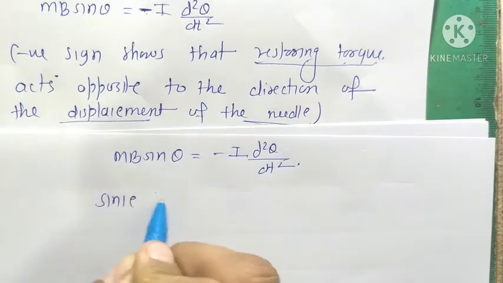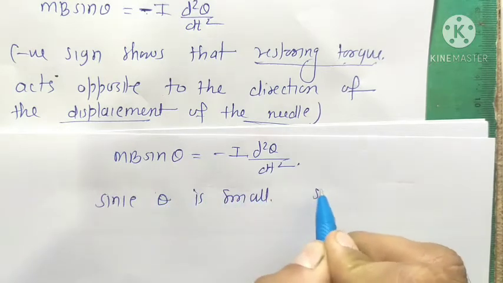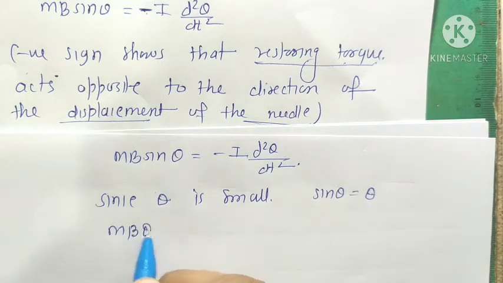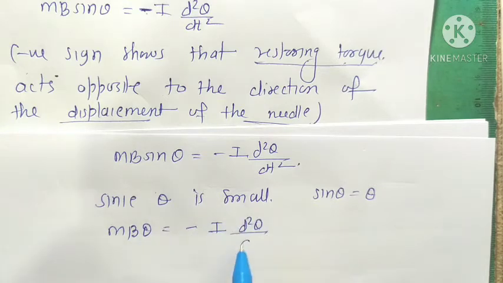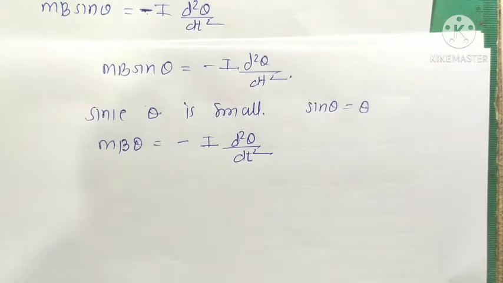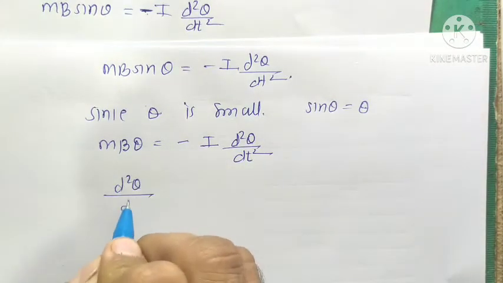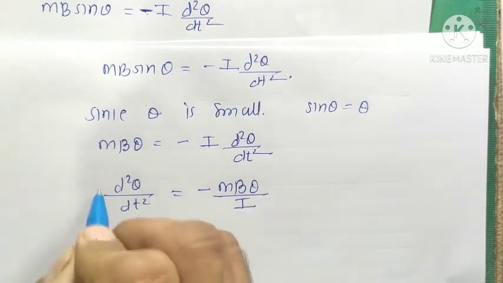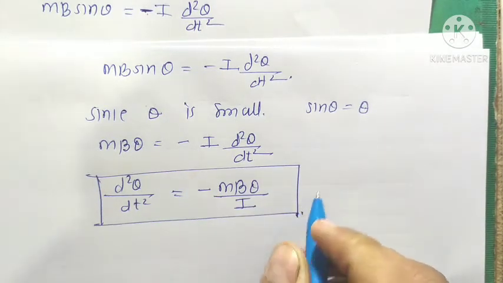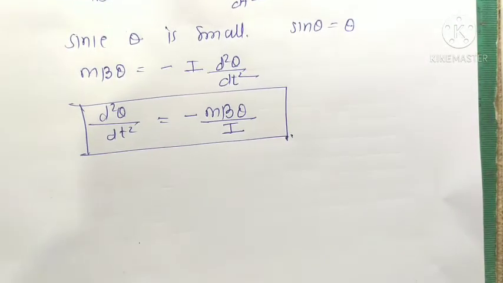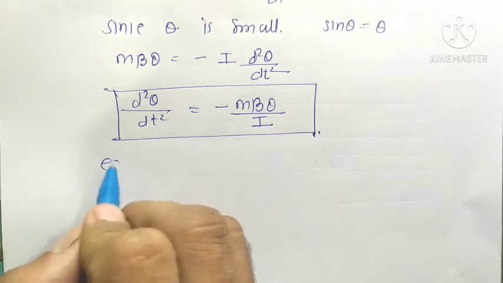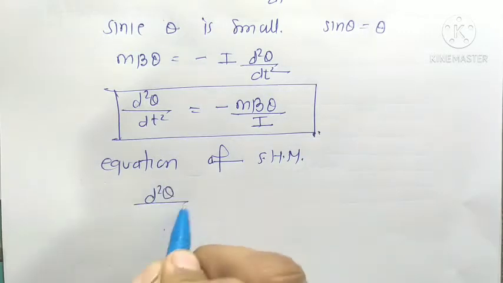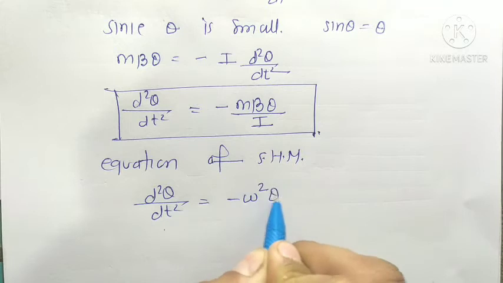But since theta is very small, we can write sin theta = theta. So mB theta = minus I d2 theta upon dt square, and d2 theta upon dt square = minus mB theta upon I. We already know that in the equation of SHM, d2 theta upon dt square = minus omega square theta.